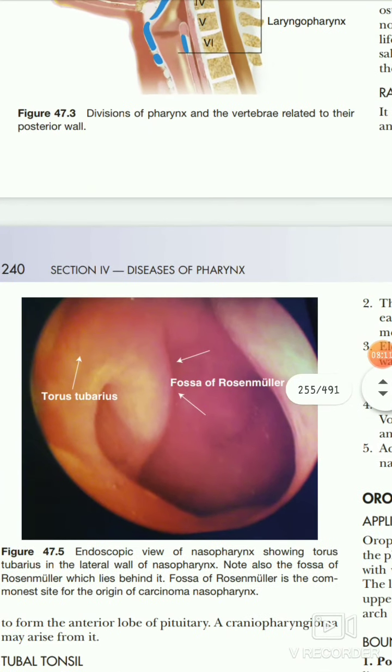Figure 47.5. Endoscopic view of nasopharynx showing torus tubarius in the lateral wall of the nasopharynx. Note also the fossa of Rosenmuller, which lies behind it. Fossa of Rosenmuller is the commonest site for the origin of carcinoma nasopharynx.